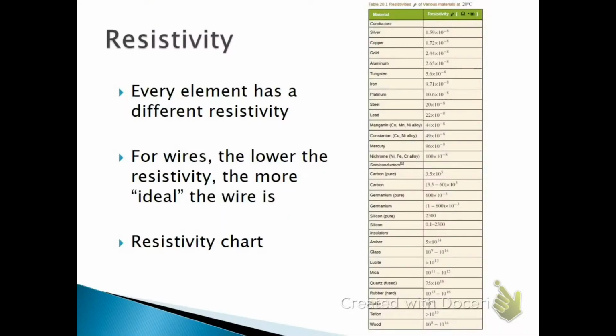The first thing you're going to want to know about resistivity is that it depends on the material. Typically, the lower the resistance, the better the wire is. The most ideal wire has no resistance, but that doesn't exist in the real world. From the resistivity equation, the lower the resistivity, the lower the resistance, and the better the wire.